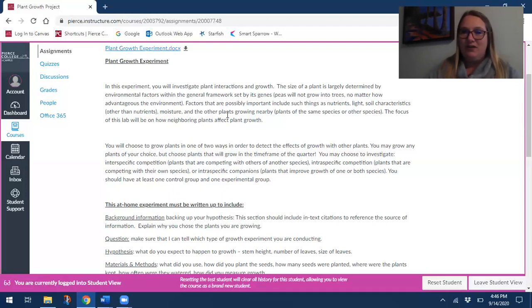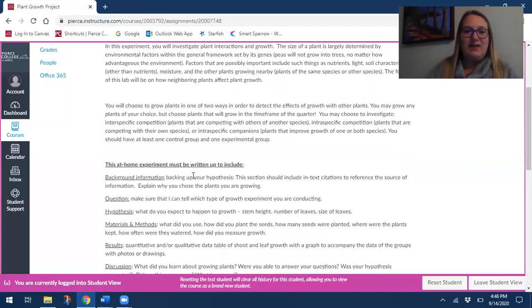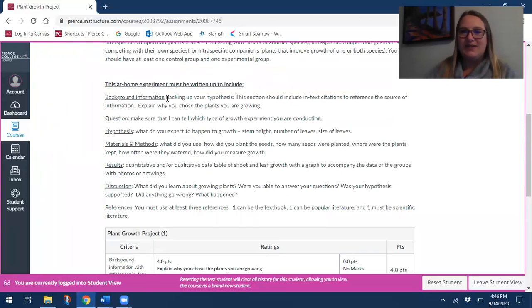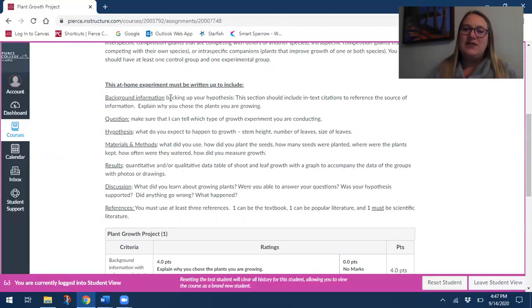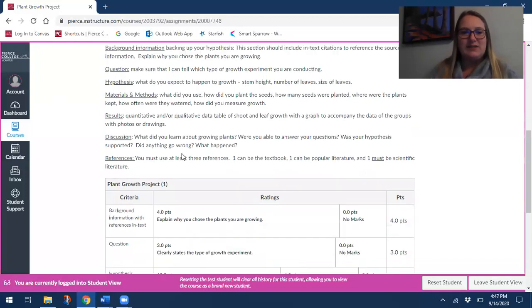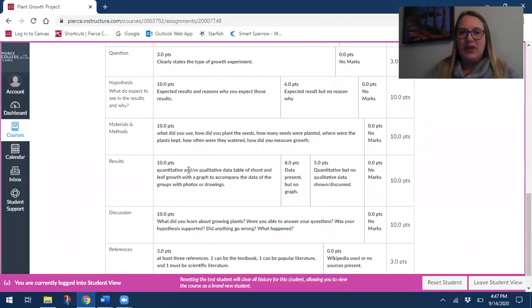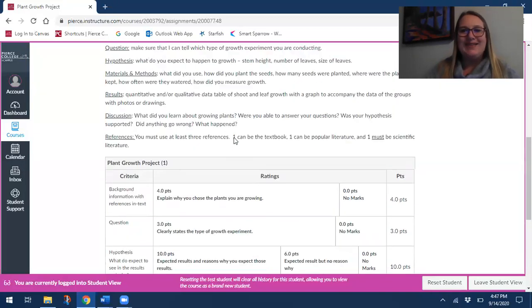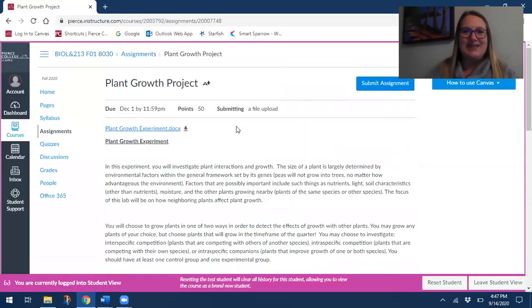So make sure that you're doing some sort of recording of quantitative data, also qualitative data, so describing the plants as well. It's almost like a scientific paper that you'll be writing. So you have some background information, you have your question, your hypothesis, materials and methods, results, discussion, and at least 3 references. So there is a rubric here on Canvas as well, and I hope you enjoy this project. I think it's a fun one and most people have a good time with it.